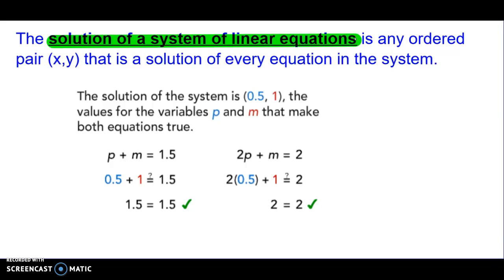So the solution of a system is 0.5 and 1. The values for the variables p and m that make both equations true. So if you notice here, p represents your 0.5, m represents your 1. Substitute those values into the equations that they're given here, and then you'll see if both of those equal on both sides. If they do, then that means that it is a solution. If it does not, that means that those ordered pairs are not a solution.